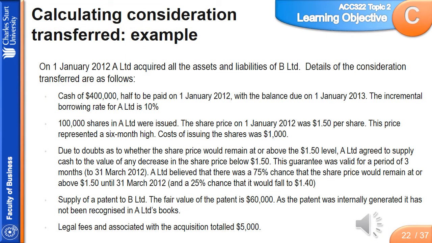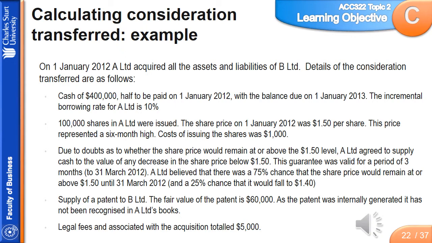Moving on now to learning objective C, which is to apply AASB 3 to a business combination including goodwill, bargain purchases and provisional amounts. So this is the more practical side of the topic now, and we're going to look at this example here. On the 1st of January 2012, A Limited acquired all the assets and liabilities of B Limited. And details of the consideration are as follows.